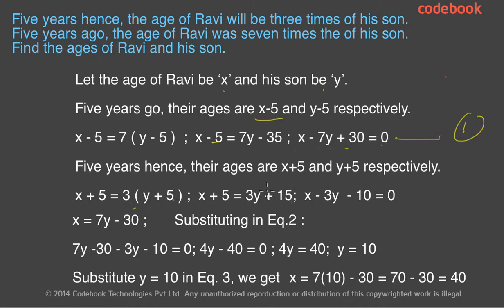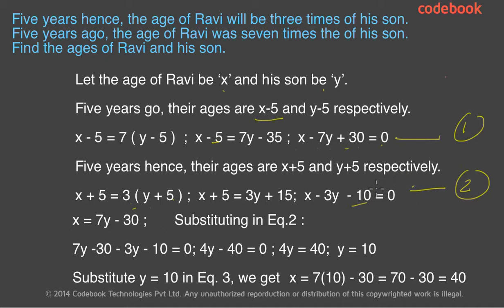So 3y plus 15. So taking 3y plus 15 on the other side, we have x plus 5 minus 3y minus 15. And minus 15 plus 5 is minus 10. So we have x minus 3y minus 10 equal to 0. This is your equation 2. So now let's apply the substitution method.